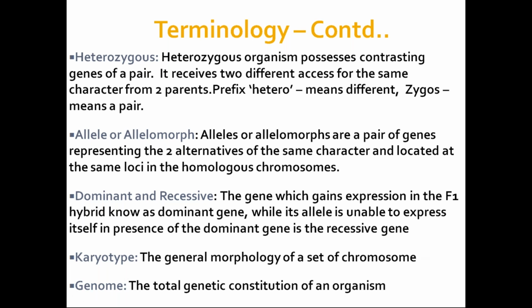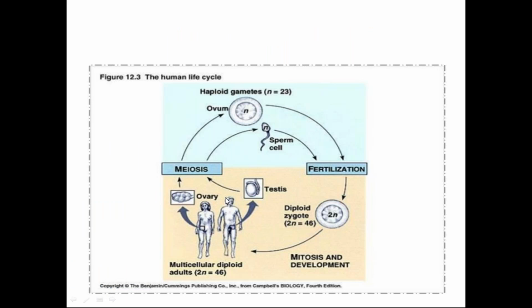22 XX is female, 22 XY is male. This is the karyotype of human beings. Genome: the total genetic constitution of the organism, you can call it the genome.